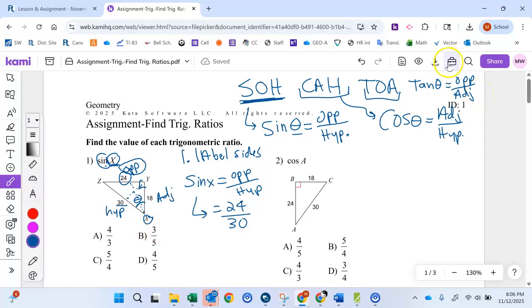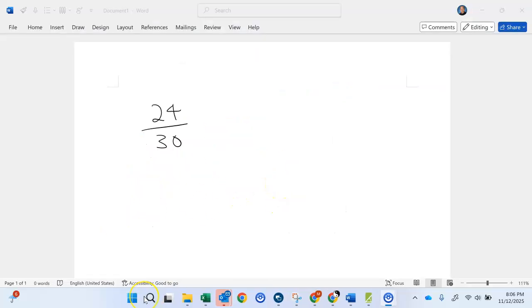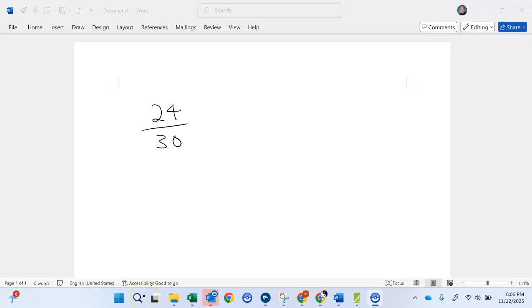But the problem is, none of the answers match up. Do you know what we're supposed to do when we have one fraction that we're pretty sure is correct, but it doesn't match? Well, what they've done is they've simplified it. So I'm going to show you two ways to simplify. If you're pretty good with math, you can do it. So let me go to a new sheet of paper. Okay, we're going to simplify this fraction.